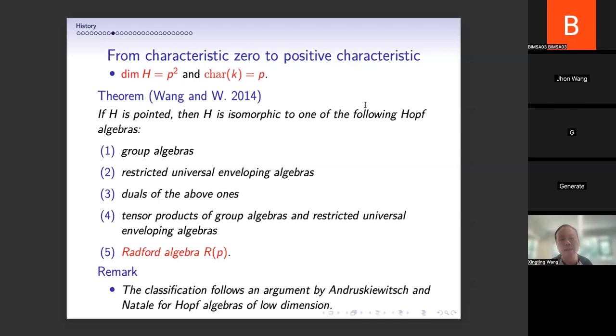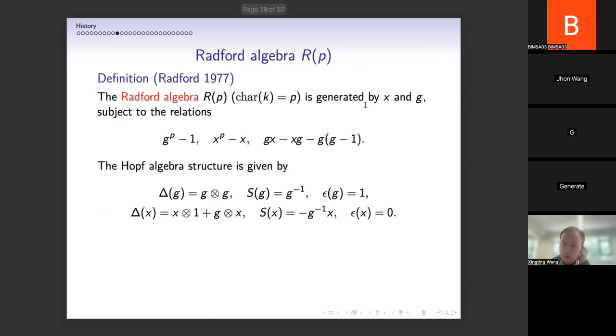And we have one special family left. It's called the Rutherford algebras. Before I move to the Rutherford algebra in detail, I'd like to make another comment. We use the argument of Andruskiewitsch and Natale earlier, by counting the dimensions in lower degree. Basically, we take the coradical filtration, count the dimensions, and show that this is the case. So let's move to the Hopf algebra.